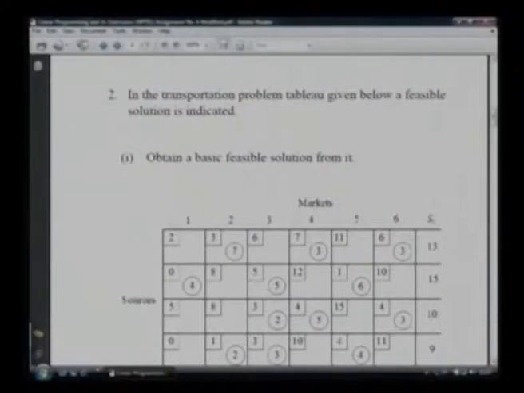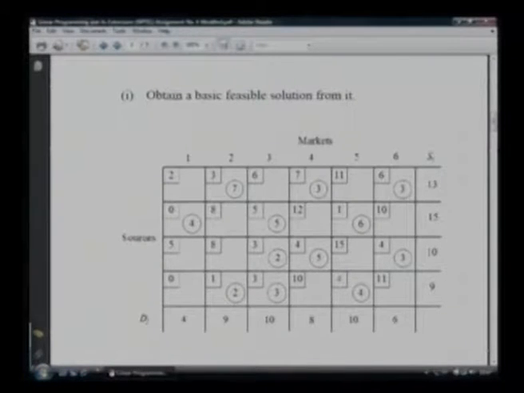Now, problem 2. For the transportation problem given below, a feasible solution is indicated. The number of supply points is 4 and the number of demand points is 6, so 10. So, you should actually have 9 basic cells. In any basic feasible solution, there should be 9 cells, but here we have 12. So, this is a feasible solution, but not a basic feasible solution.